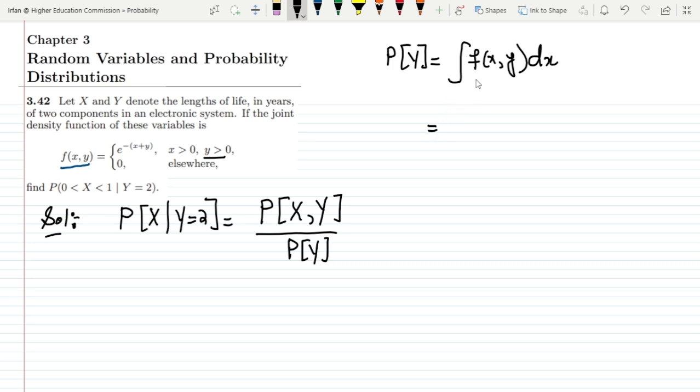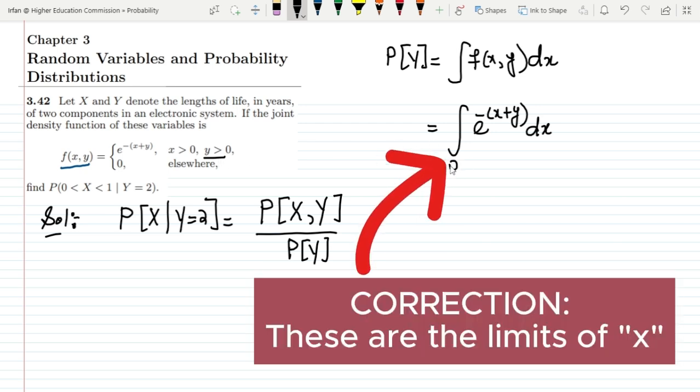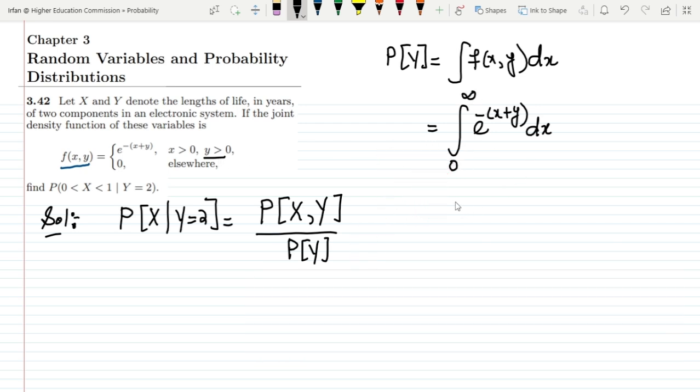Now let me write the value of f(x, y). So the integration, the value of f(x, y) is exponential of minus (x plus y) dx. Also putting the limit here, the limit we already know is greater than 0, so 0 up to infinity. Let me integrate this one and find it out, and here also we can see that this is from 0 to infinity, with exponential of minus x multiplied by minus y and dx.